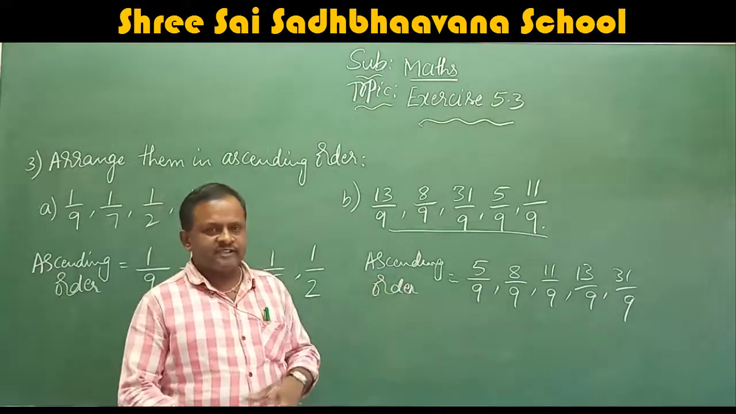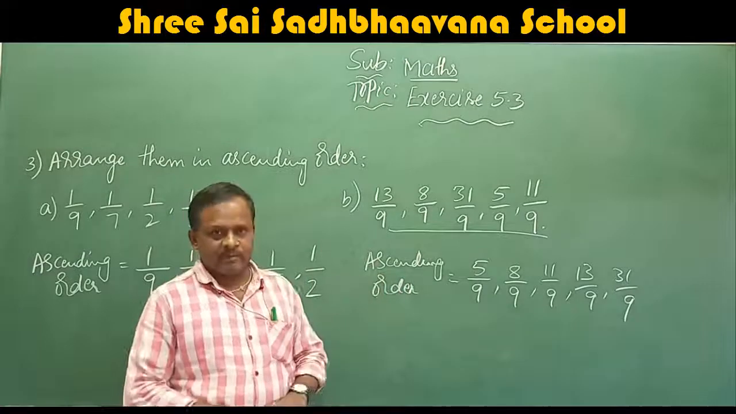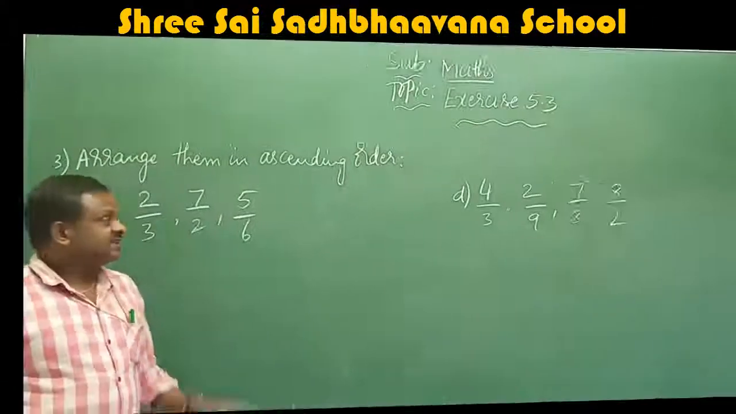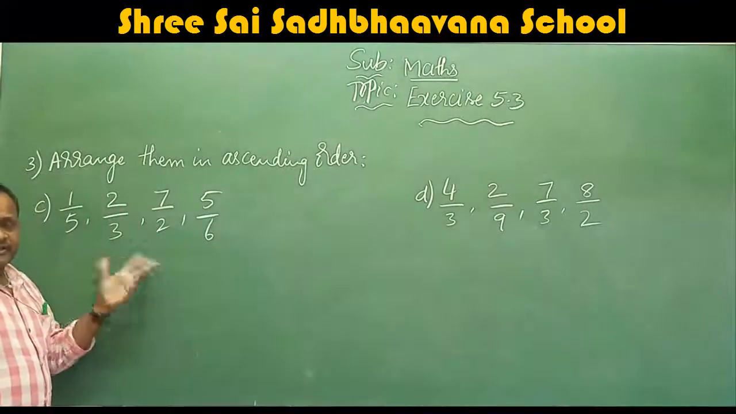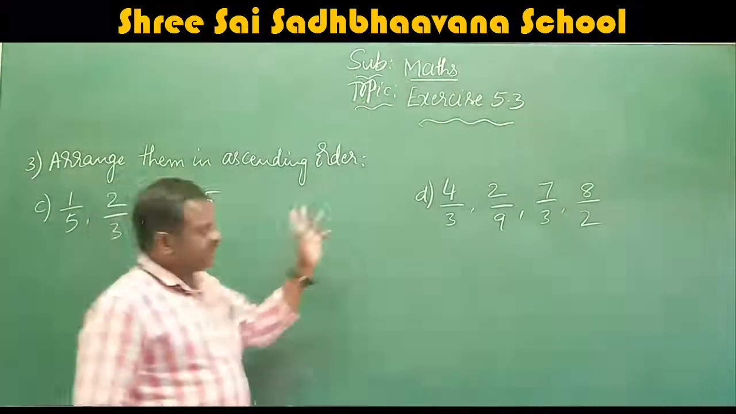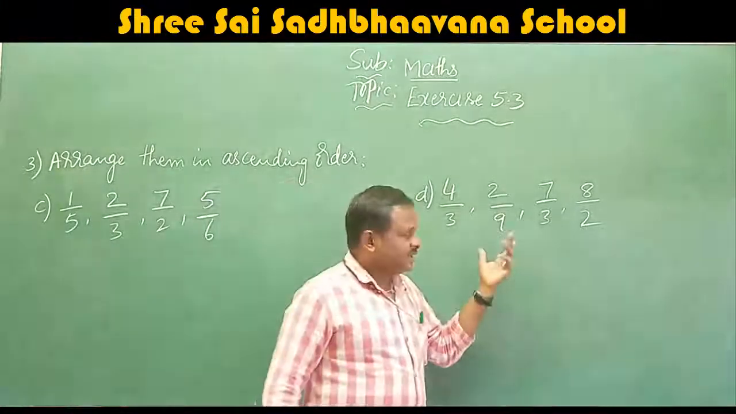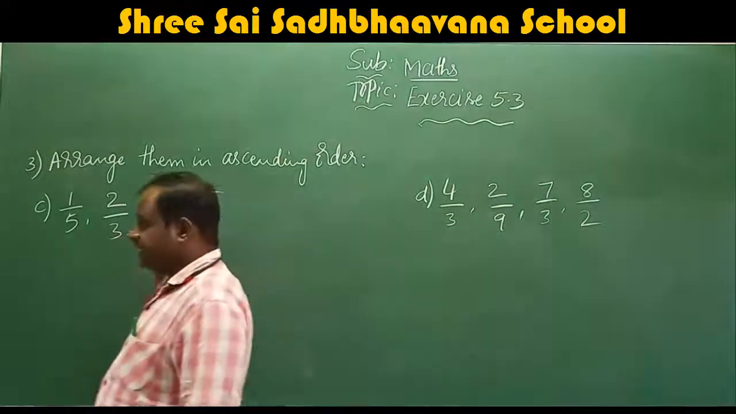Okay, I hope you understand. Next we'll move to the third problem, C1 and D1. Here the denominators are different, and the numerators are also different. So we will make them equal.